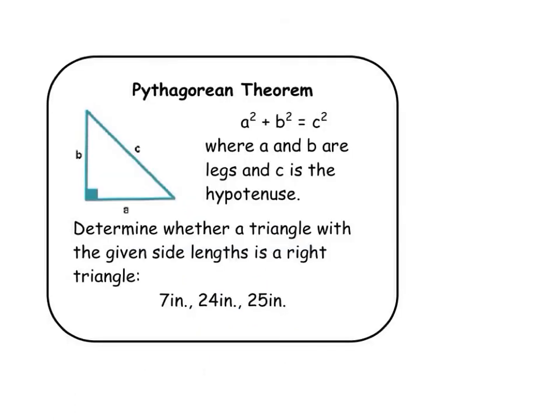Okay, moving on to the Pythagorean theorem. We've done this before. The Pythagorean theorem says that if we square the legs of a right triangle and add those two together, we get the square of the hypotenuse. Keep in mind that the hypotenuse is always the longest side. So when you're asked to determine whether a triangle with the given side lengths is a right triangle, we have to assume that this is C because it's the longest.